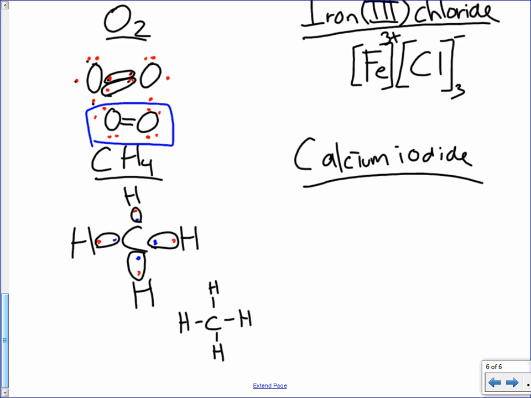Last one, calcium iodide. This is ionic. We have Ca and we have I. Stick those brackets in there. Okay, calcium is a 2 plus, iodine is a 1 minus. Crisscross, there we go.